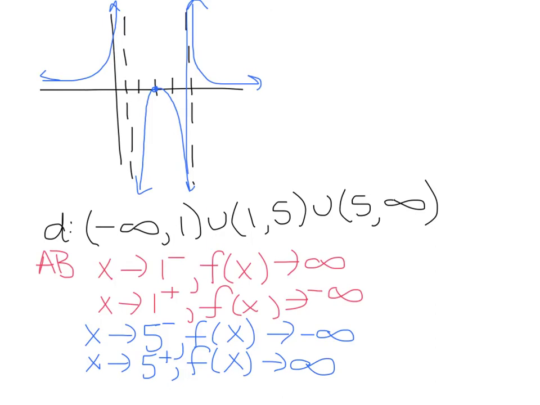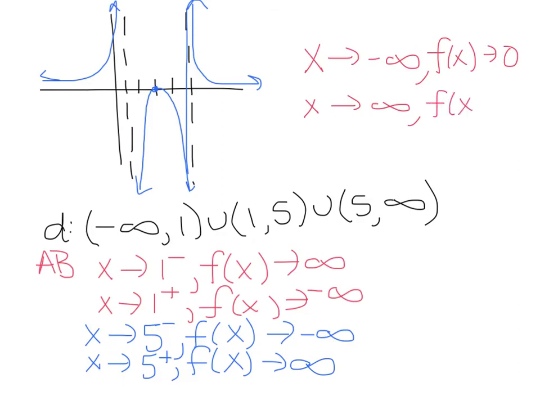Okay, now your end behavior is still the same. As x goes to negative infinity, f of x is getting closer to your horizontal asymptote, and then as x goes to positive infinity, f of x is going towards your horizontal asymptote.